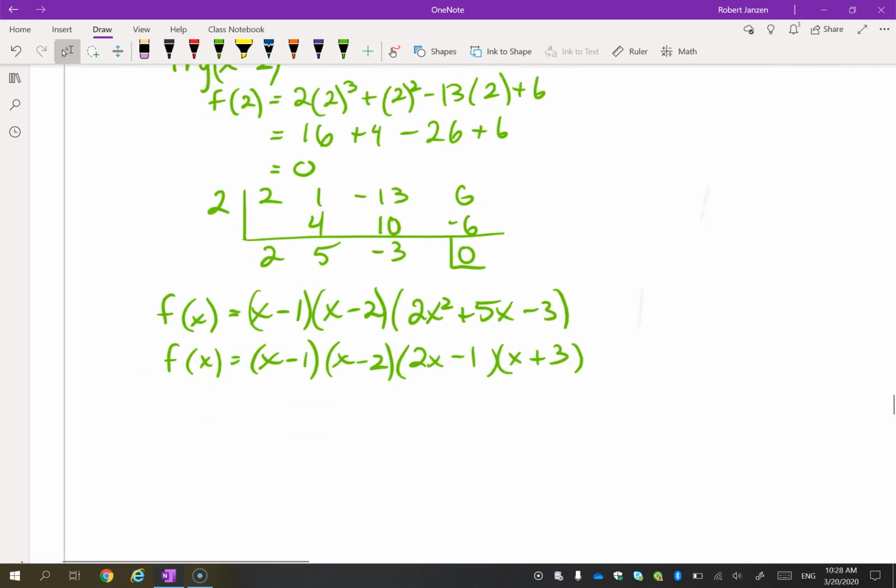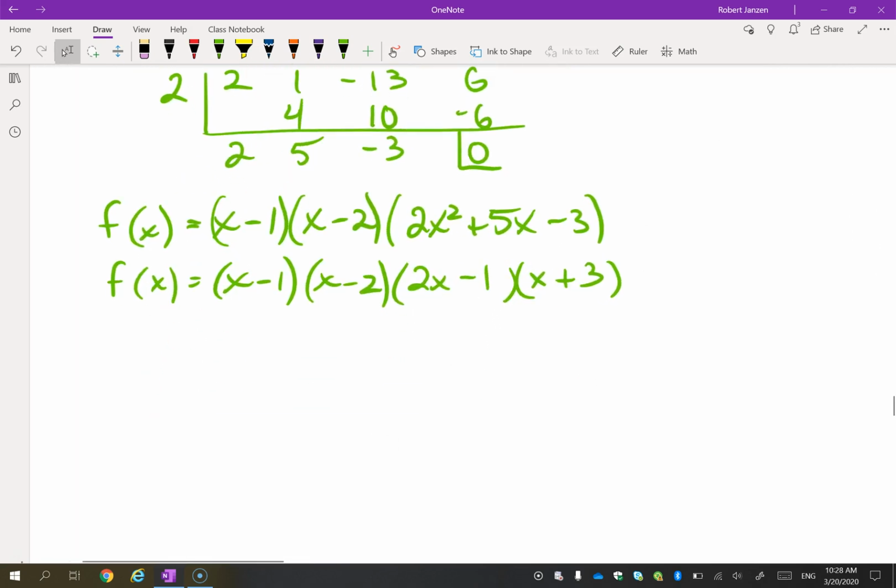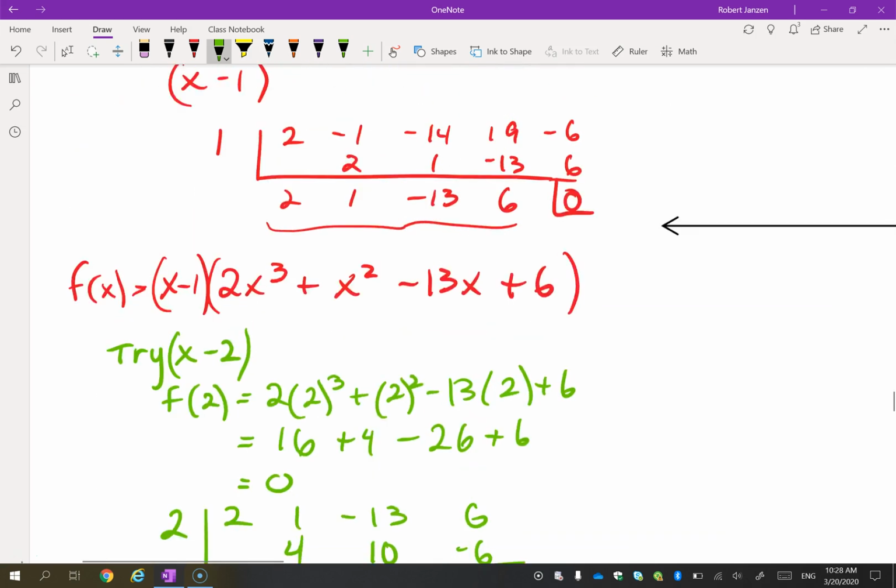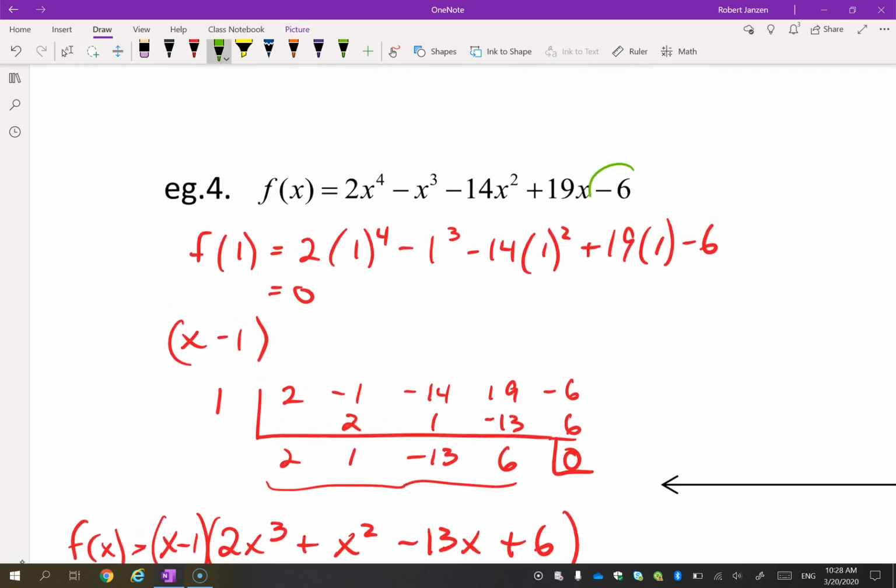Now let's graph this. This allows me to know what the x-intercepts are. They're 1, 2, half, and negative 3. All right, I should quickly figure out what the y-intercept is as well. I believe it's 6. Oh, it's negative 6.